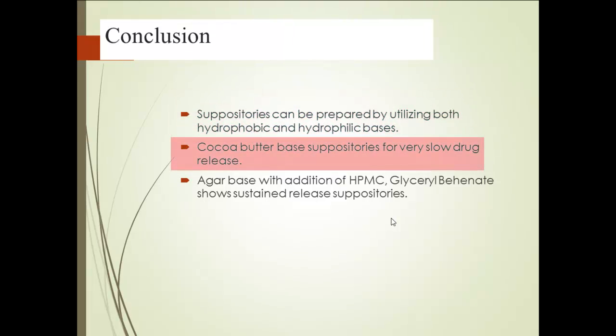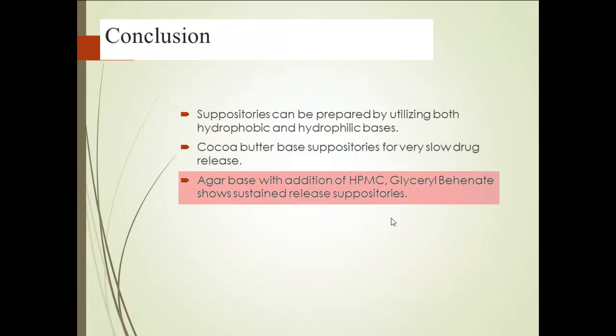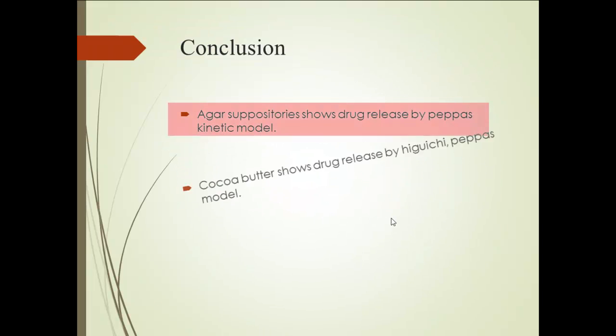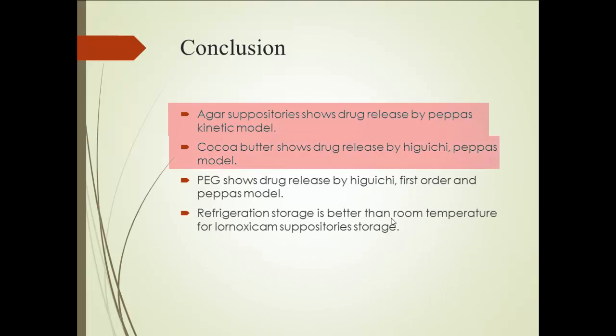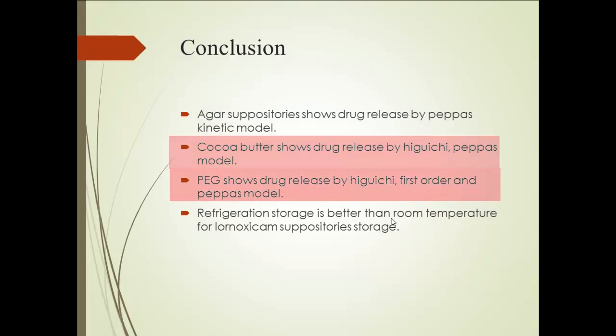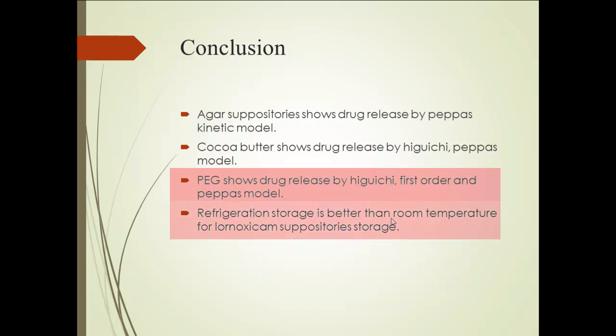Cocoa butter based suppositories give very slow drug release, and agar based with addition of HPMC and glyceryl behenate show sustained release suppositories. Agar suppositories show drug release by Peppas kinetic model. Cocoa butter shows drug release by Higuchi and Peppas model, and PEG shows drug release by Higuchi, first order, and Peppas model. Refrigeration storage is better than room temperature for suppository storage.